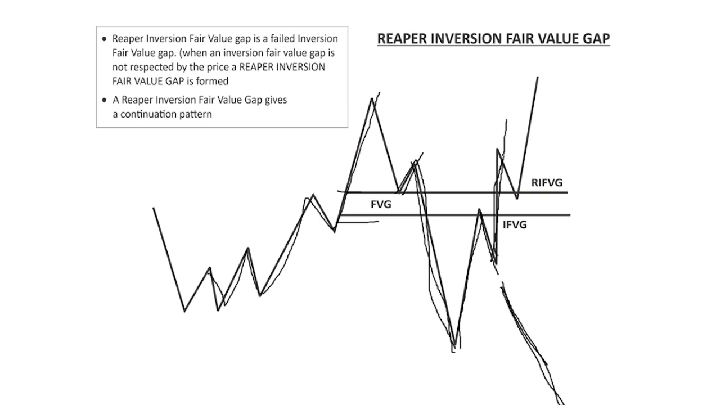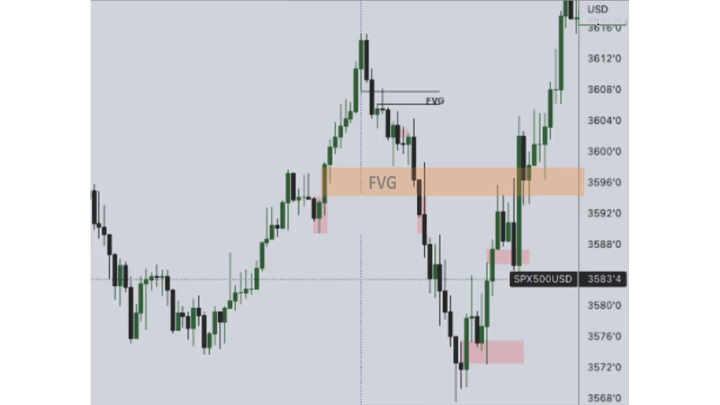And what does a Reaper inversion fair value gap do? It continues the trend in the market's original direction. Now you look at this, you notice that this market has been in an uptrend. Now this is a break of structure here, another break of structure here, break of structure. Okay, now this is a fair value gap here. This is candle 1, candle 2, and candle 3.